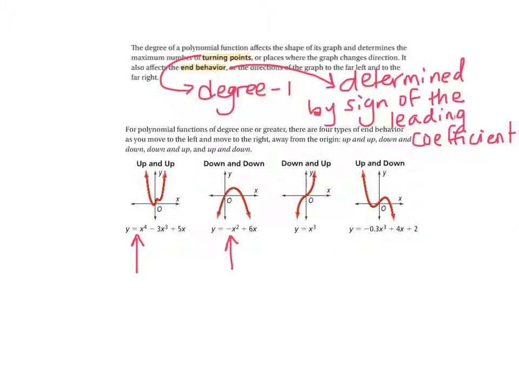Anyway, the leading coefficient is the coefficient of the term with the highest degree. When you have a function of odd degree and the leading coefficient is positive, it starts with down end behavior and ends with up end behavior. And if your leading coefficient is negative, it's up to down. If you think of it, this one kind of has a negative slope going here, and this one kind of has a positive slope going here. It isn't really slope, but you can see what I'm talking about.